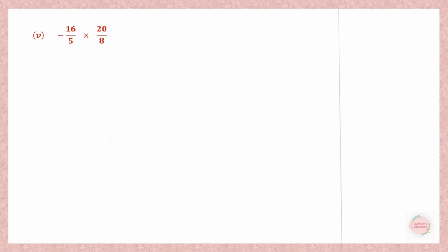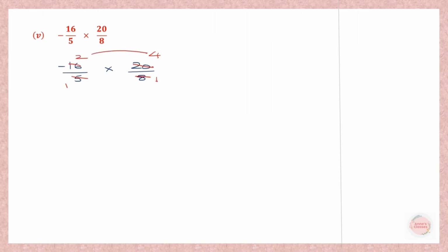Question 5. Here we have minus 16 by 5 into 20 by 8. Let's write that down. Let's see what we can cancel. We can cancel 5 and 20: 5 ones are 5, 5 fours are 20. We can cancel 8 and 16: 8 ones are 8, 8 twos are 16.